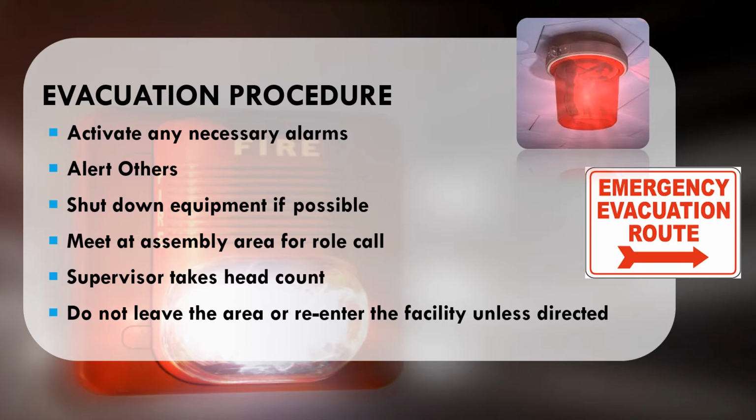Notify others if you see an emergency. When an alarm sounds, if you're trained to do so, shut down equipment. If you're not trained to do so, exit the building and meet at the assembly area. Don't leave this area until you've been accounted for and have been told it is safe to re-enter the building.